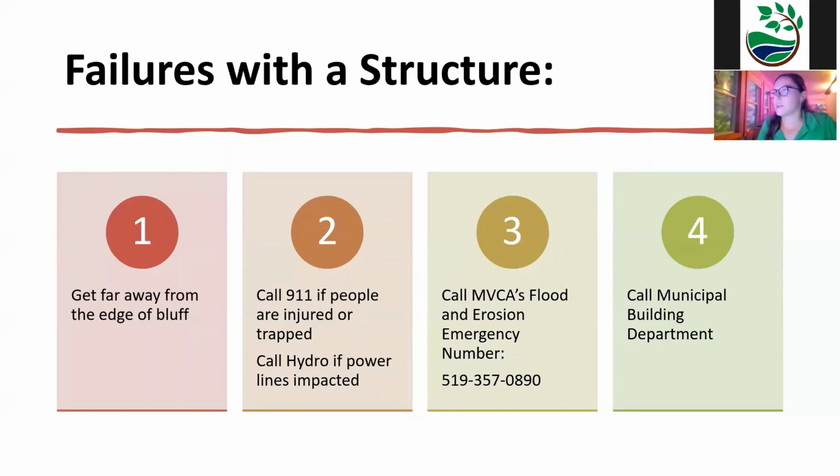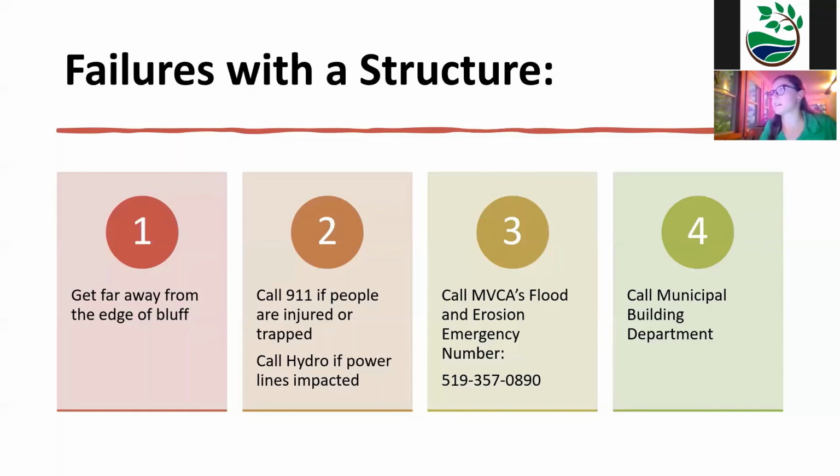And then the second one is to call 911 if there are people who are injured or trapped in the failure. So again, those large rotational failures, if the drop is really large and people can't get out, if they're trapped in a structure, definitely call 911 as soon as you can so that they can get assistance as soon as possible. And then again, from a safety perspective, if there are power lines that are impacted or you think they could be impacted, I would call hydro just to make sure that they turn off the power if possible.